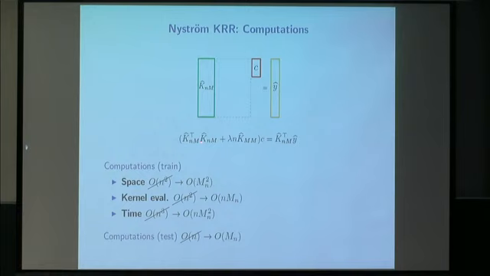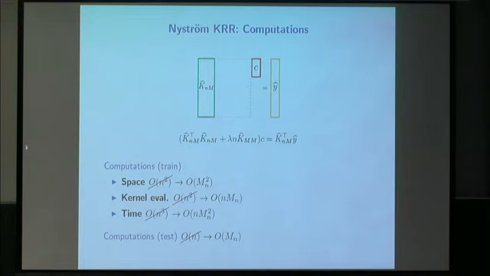So the total computational cost of solving this problem is nm kernel evaluations to compute this matrix, nm square in time to compute this matrix and to invert it. And it requires mn in space, since you can just compute this product by blocks, and you need just m square in space to store this matrix and to invert it.